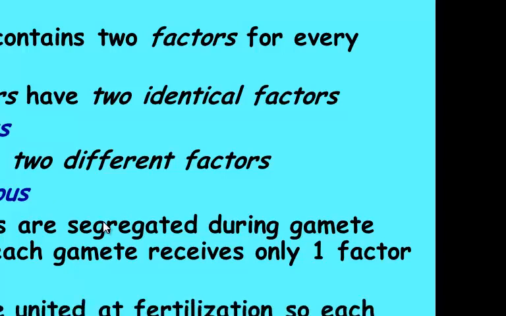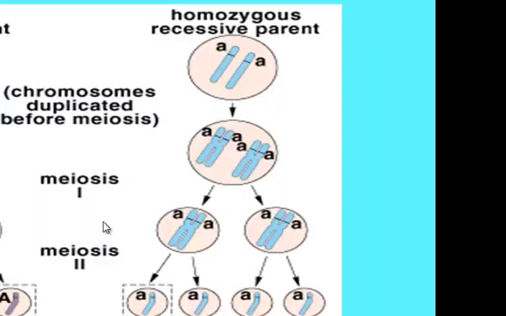That makes sense in terms of what we understand with meiosis, so that those factors could be carried on chromosomes. And so if you're only going to have 1 factor, it makes sense that gametes are only haploid. The factors unite at fertilization, so each offspring has 2 factors.